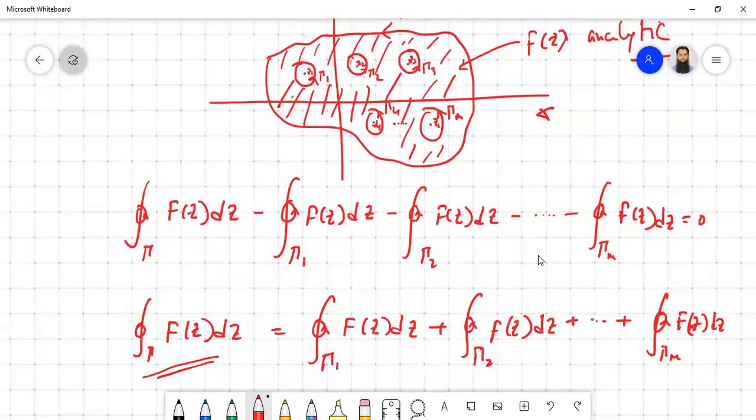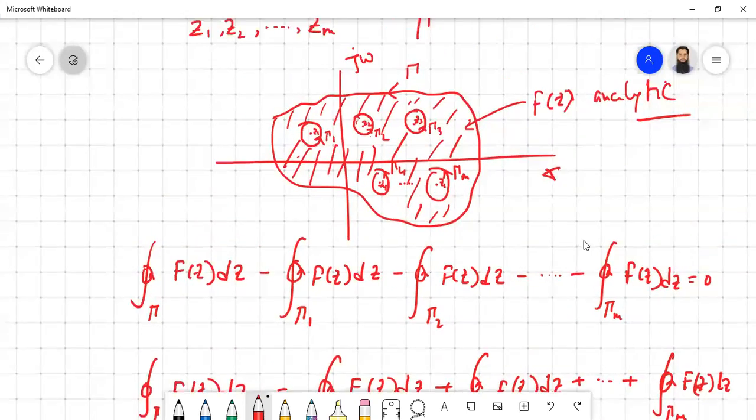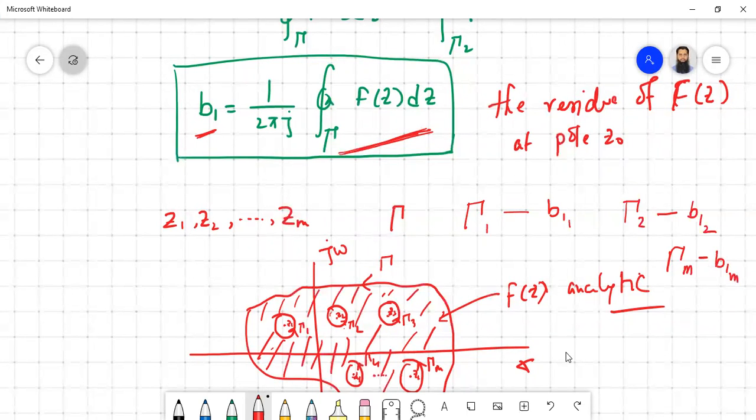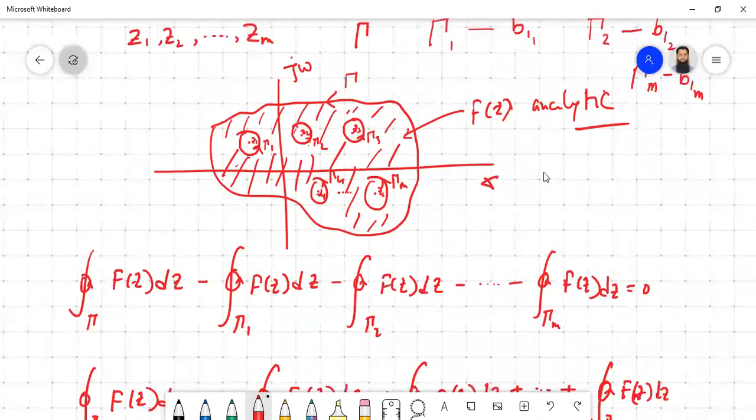Okay. And on the other side, what we have is B1. Also for the smaller regions, you can find out individual B1s. For the smaller region 1, we can say B1 of 1. For the smaller region 2, you can obtain the residue B1 of 2. Similarly, for gamma M, we can obtain B1, the residue for the pole M. So individual poles are possible.